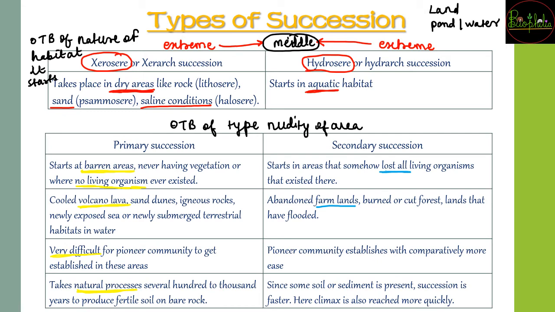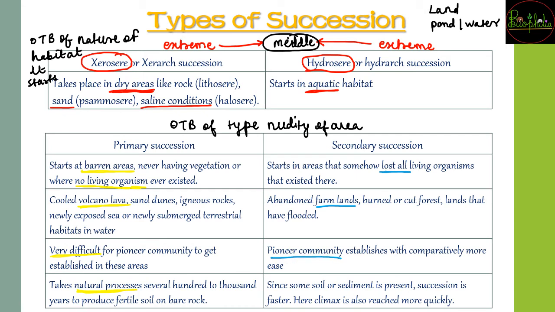Ya fir koi forest ko jala diya gaya, koi forest ke 500 ped the 200 kaat diye, ab 300 bach gaye hain. So even in such conditions the succession can proceed in a better way, and it can be started easily by the pioneer community.